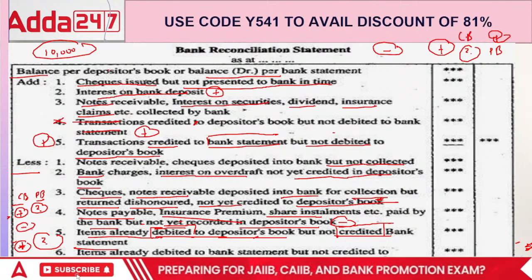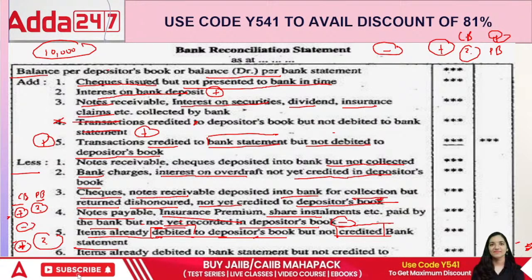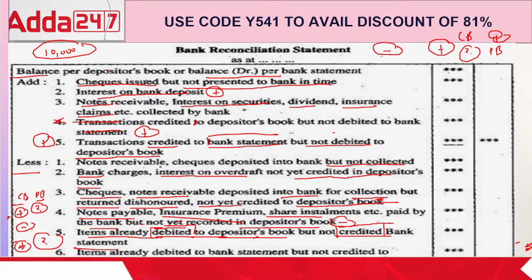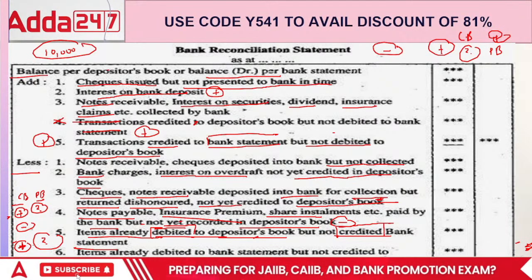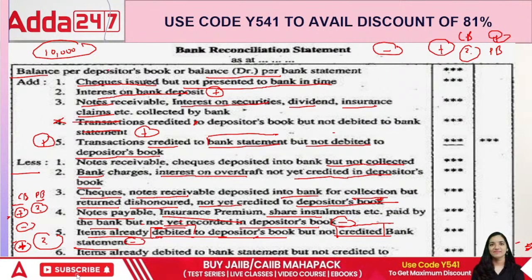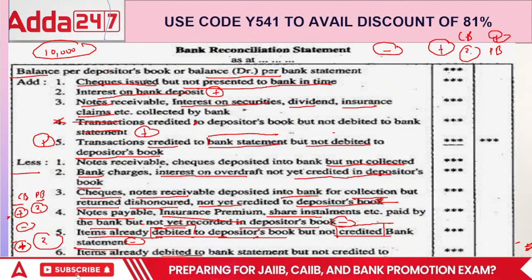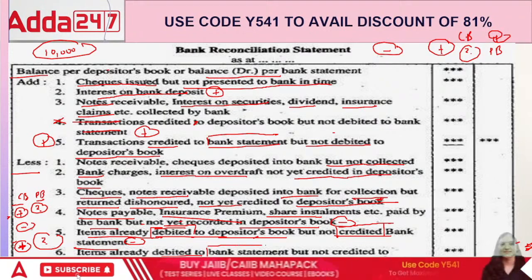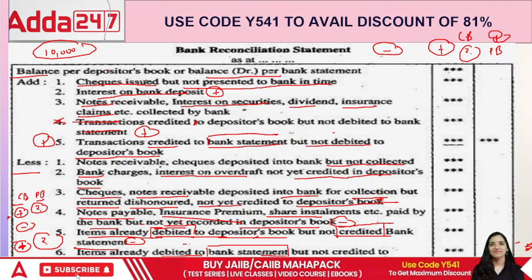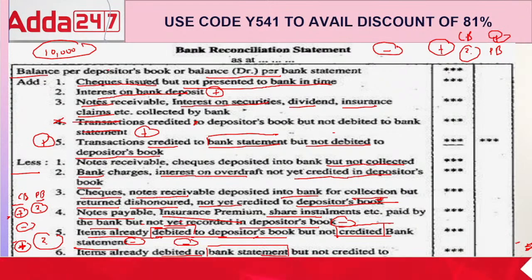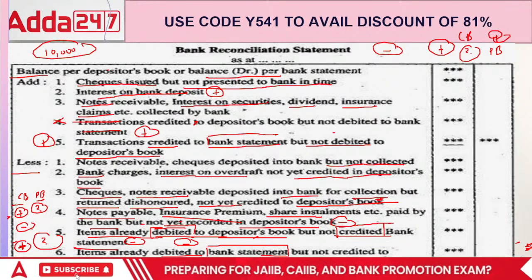So in this case, items already debited to the depositor's book but not credited in the bank statement, that is what we'll call it. Items which are already a part of the book. I thought that I have received money, but since I haven't, I will have to reduce it. Items already debited to the bank statement but not credited to the depositor's book. Again, the same point: the bank statement believed that I have lost money. So the moment I come to know about it, the debate is over, I will deduct it too.